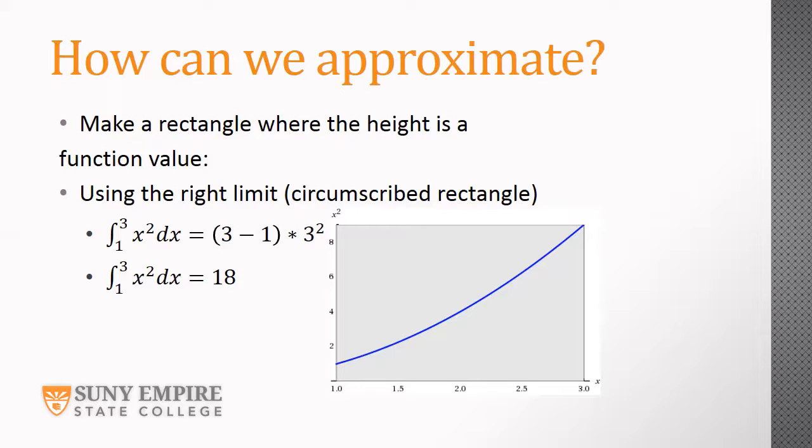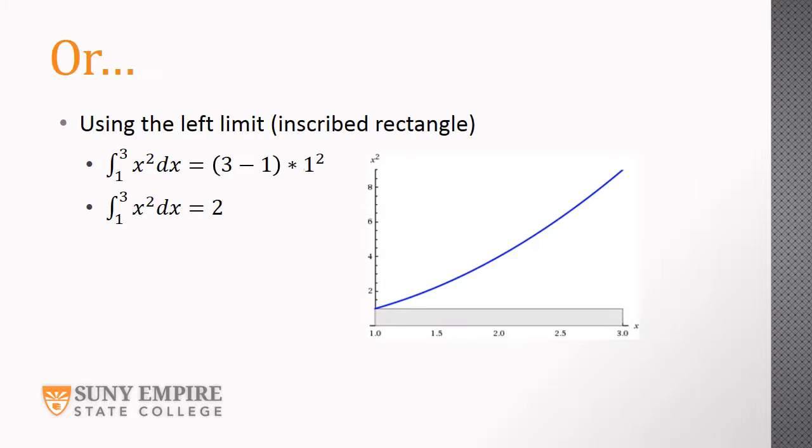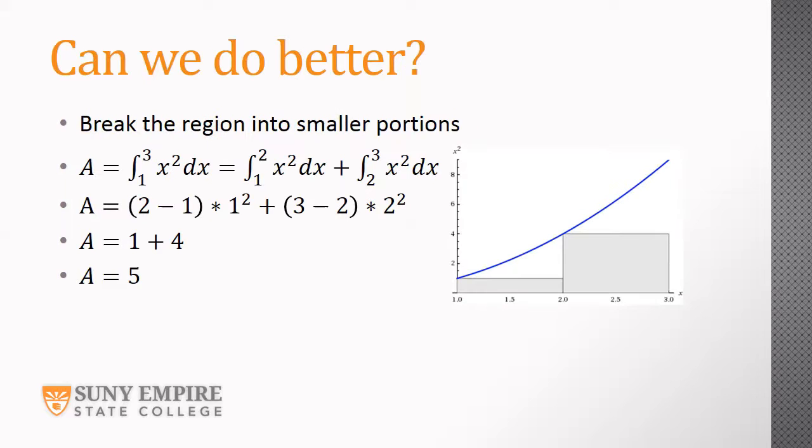What happens if we use the left endpoint? If we use the left function value to create the rectangle, it is said to be inscribed. With our example, we approximate the height of the rectangle by the function value for the left endpoint. We have 1 squared, which is 1. The area of the rectangle is therefore 1 multiplied by 2, or 2 square units of area. However, we seem to be missing a lot of the area under the curve. How can we get a better approximation of the area?